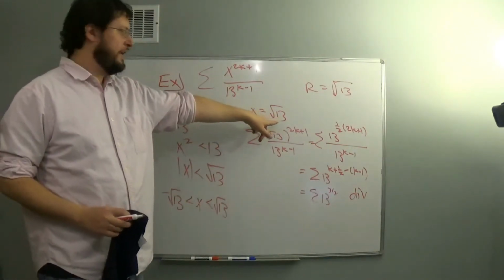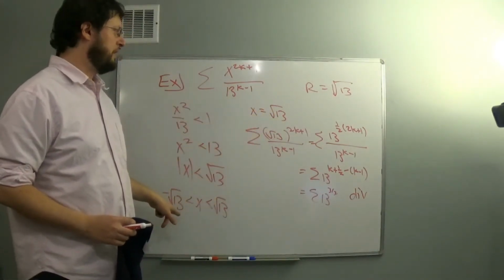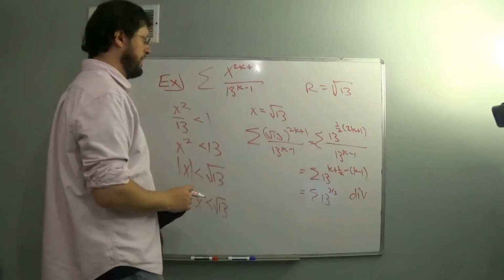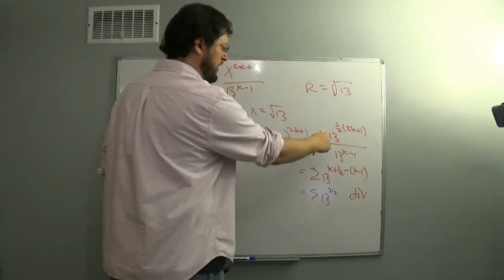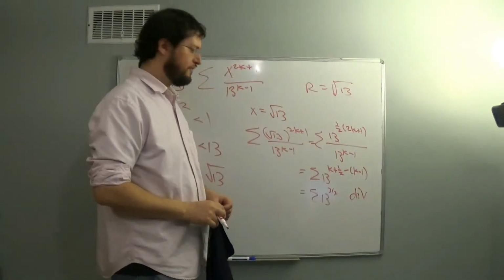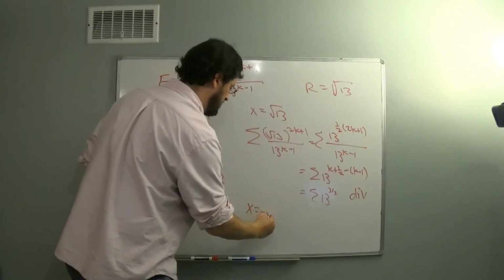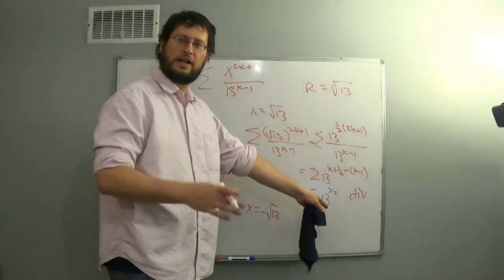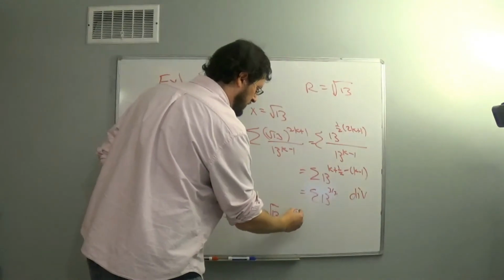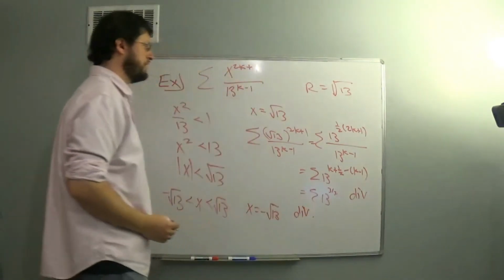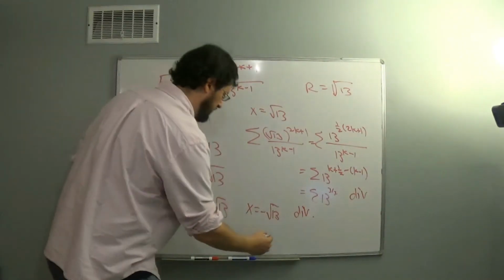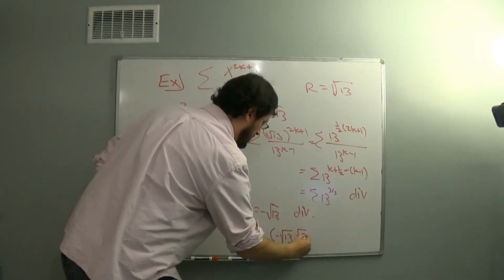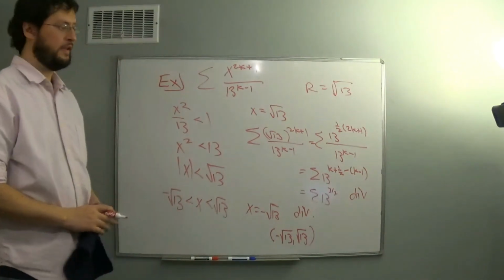If we were to put a negative square root of 13 in, all that would change is that I would have a negative 13 here, which would change this to alternating out front, but doesn't change the underlying fact that this is a constant number added up forever, so it also diverges. So the interval of convergence is negative root 13 to positive root 13, including neither endpoint.